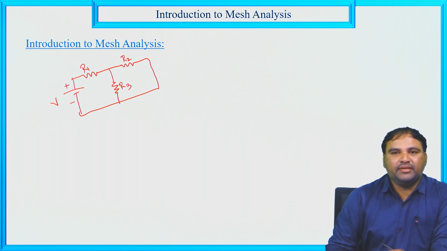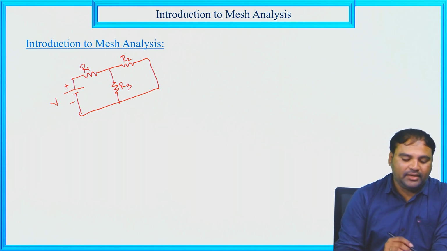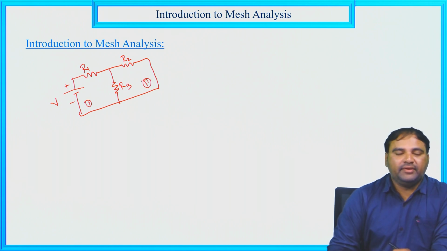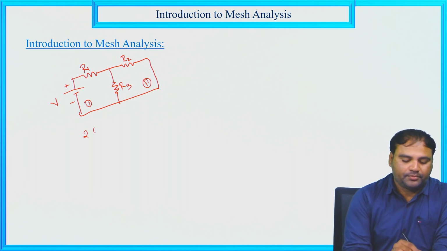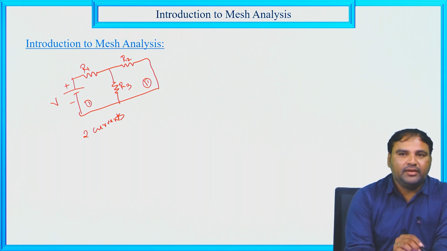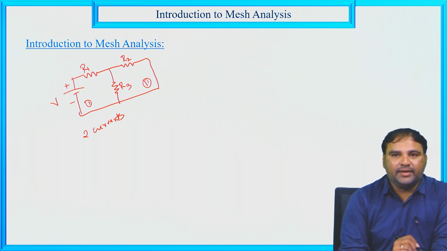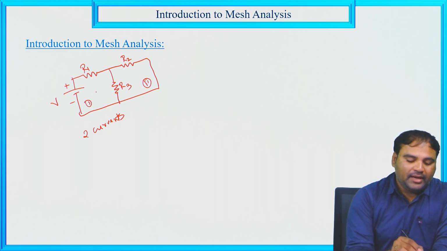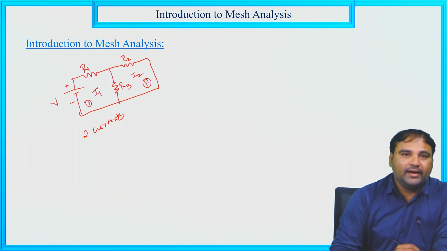Step number 1: first we have to find the total number of loops in the given circuit. Here we have two loops, loop 1 and loop 2. Two loops means the required currents are 2. The first loop current I am taking as I1 and the second loop current as I2. So the required currents are I1 and I2.